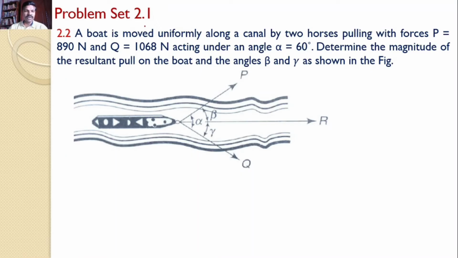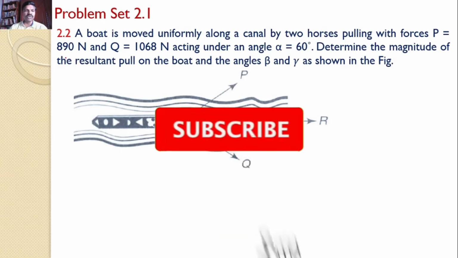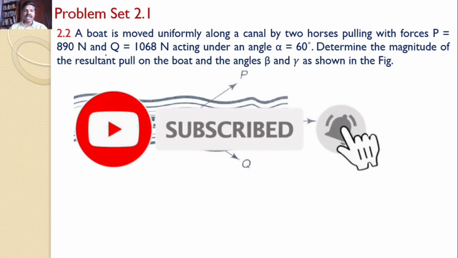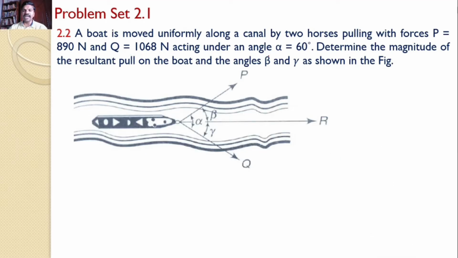The solution for problem set 2.1, problem number 2.2. A boat is moved uniformly along a canal by two horses pulling with forces P equal to 890 newtons and Q equal to 1068 newtons acting under an angle alpha equal to 60 degrees.